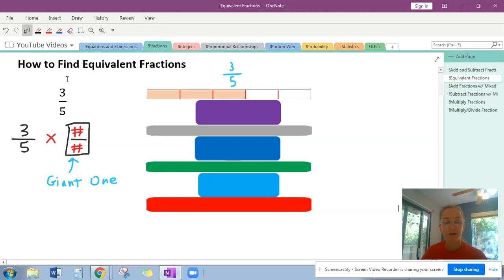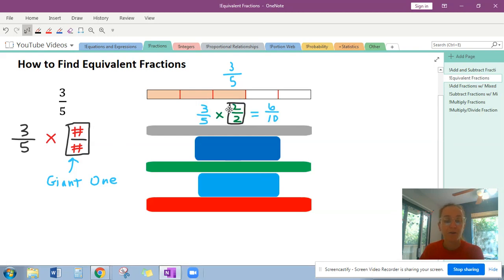With equivalent fractions, basically you multiply by any number you want in your giant one, and it'll give you a new fraction that's equivalent. So for this first one, if I wanted to multiply by 2/2, and again, you can pick any number you want except for 1, because you would just get the same fraction. So if I pick 2/2, 5 times 2 is 10, and 3 times 2 is 6. 3/5 and 6/10 are equivalent fractions.